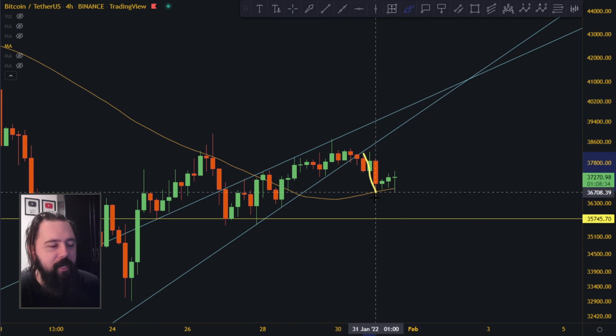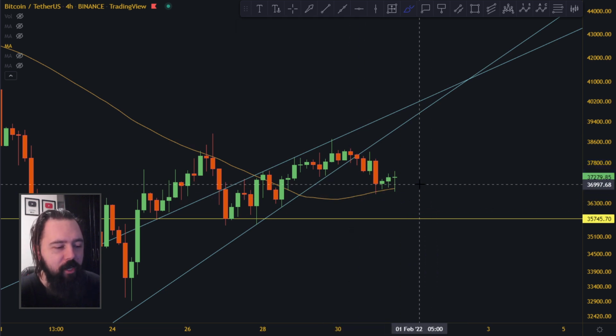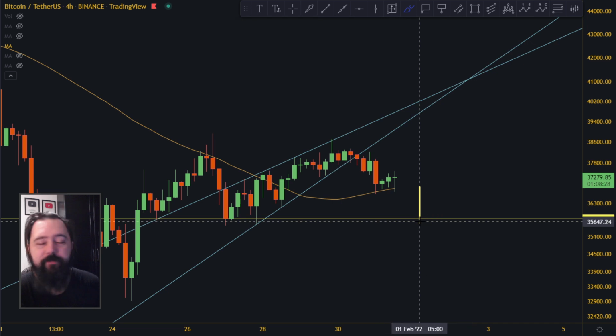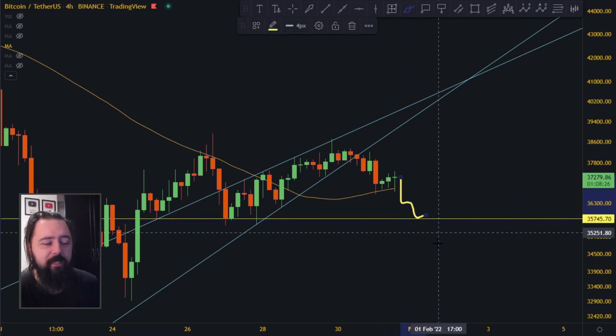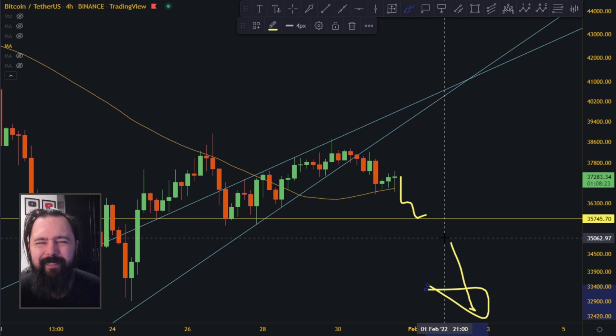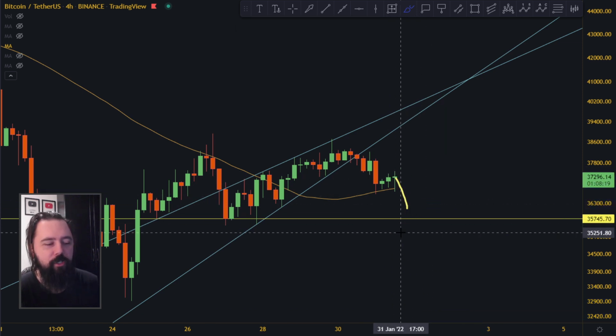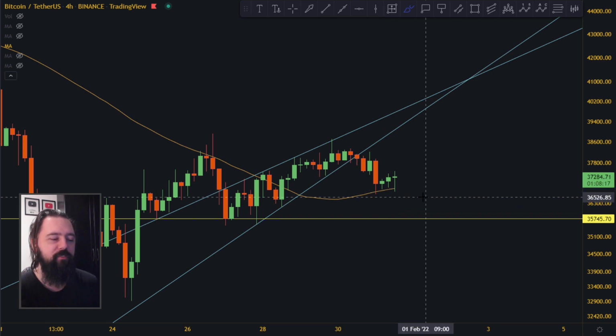That will show bullishness. Now if you do fail the 50 moving average, go down here to where the target actually is at 35.7, that might show a little bit of bearishness. Still not that we are going to drop some 20 levels or anything like that, but it does show a little bit of bearishness if we continue down here and fail to hold the 50 moving average.